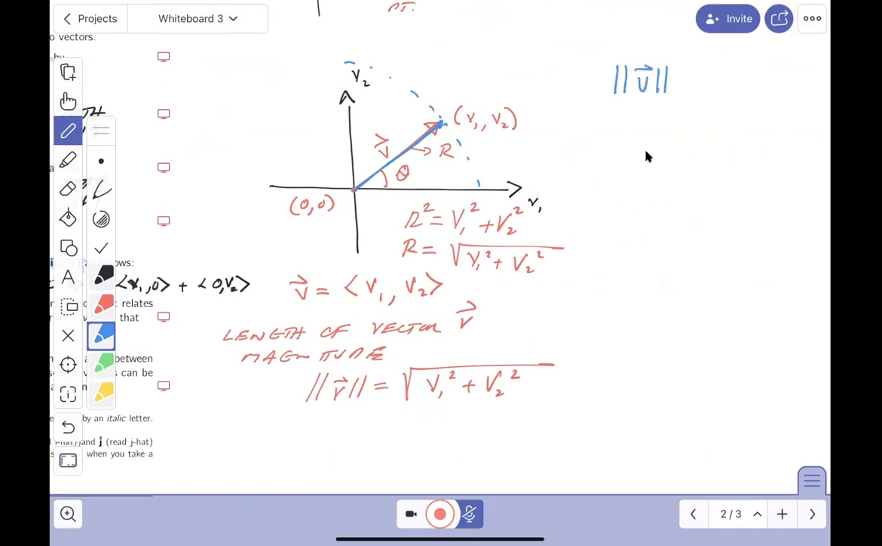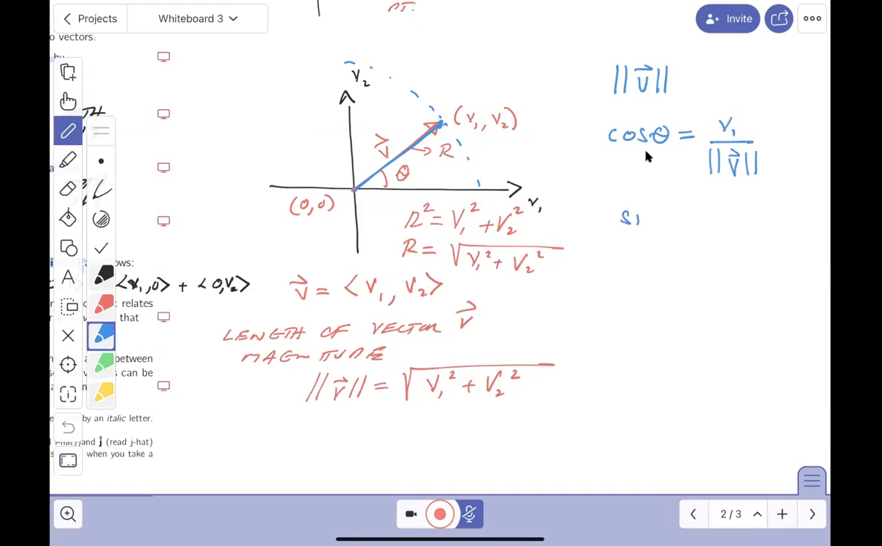So what do I got over here? I'm going to write it down for you. I'm going to write down the definitions I know about though. So the cosine of theta, what's that going to be? Well, looking at my picture, it's going to be the abscissa, which is V1, over the length of the radius, which we now know to be the magnitude of the vector V.